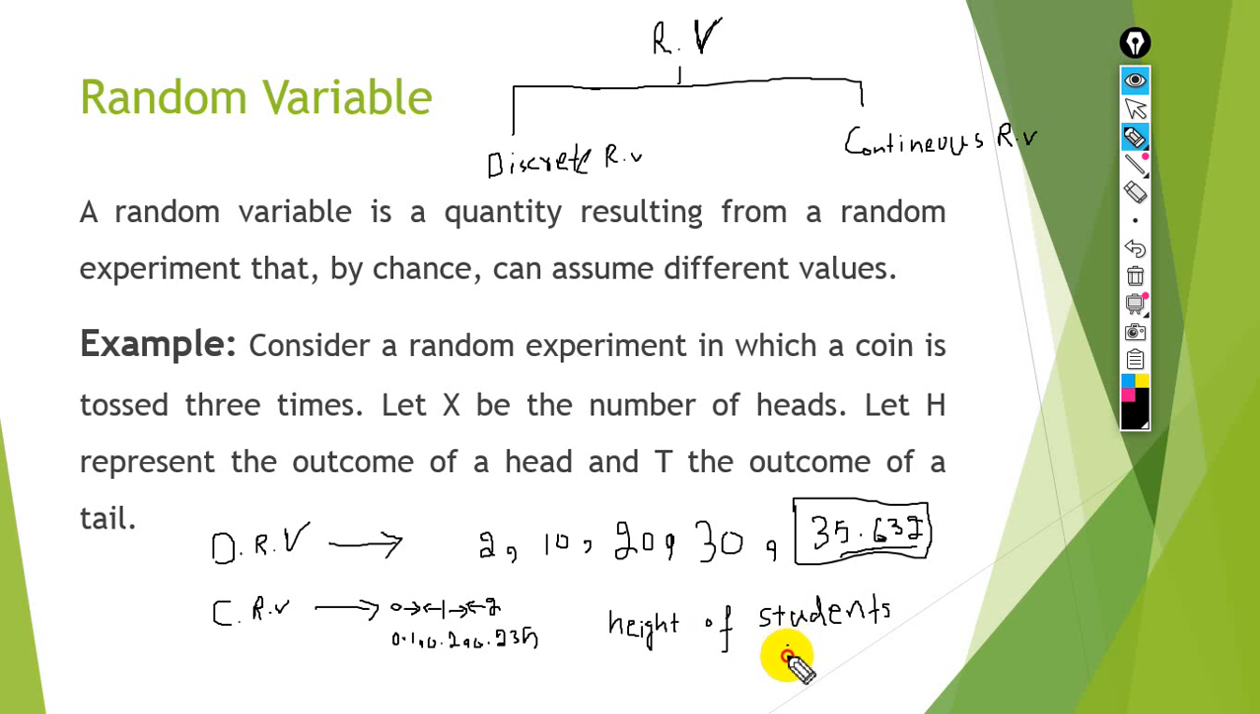So for example, here if we have height of students, for example, one student has 4.5 height, one student has 4 height, one has 5.1 height, one has for example 5 height. So we have the point values, so we can say height is the continuous variable. In the same way, weight is also a continuous variable.